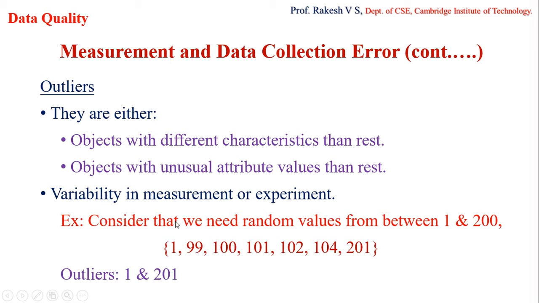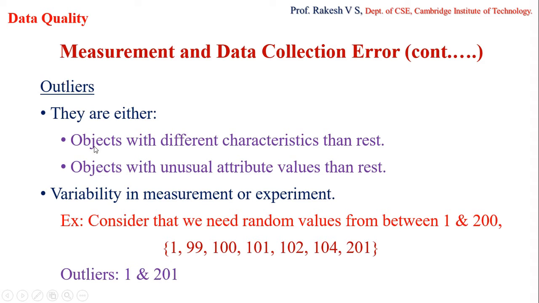Consider this example. We have to consider random values between 1 and 200. During the process of collection of these values, we have taken values 199, 100, 101, 102, 104, and 201. When you see these values, with respect to what you actually wanted to calculate, we can clearly tell that this 201 should not exist in this particular set, because we wanted to calculate numbers from 1 to 200. So straight away I can consider this 201 as an outlier.